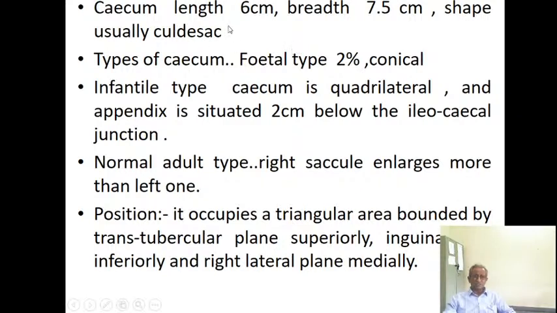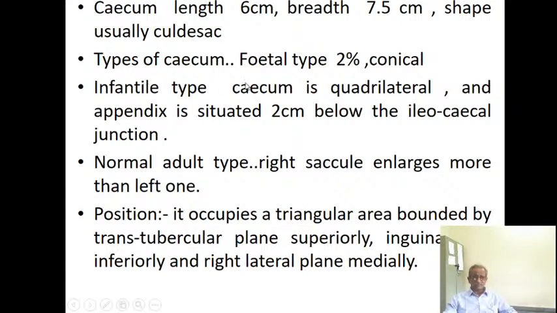See here, when you are telling that cecum is about 6 cm in length, that is the craniocaudal direction, and breadth 7.5 cm, right to left direction. You may be asked, what are the other structures which are broader than their length? So you have to say the liver, pancreas, vertebra. These are some structures which are broader than their length. You can add some more from the text.